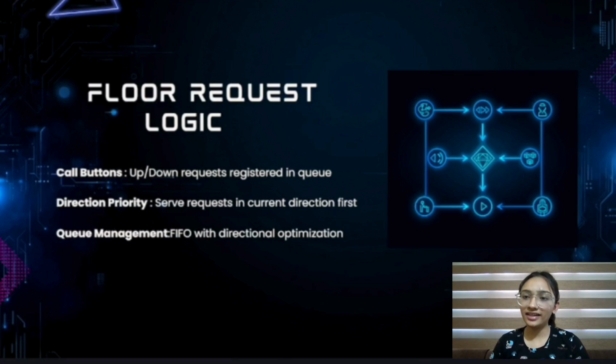Then the elevator gives priority to the current direction. It continues upward requests before changing the direction. This improves efficiency and reduces unnecessary movement.